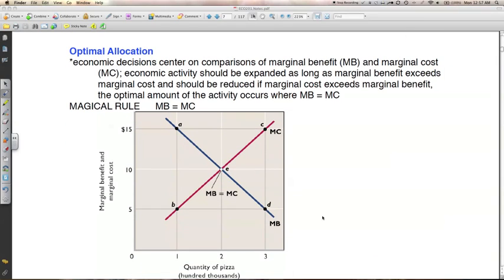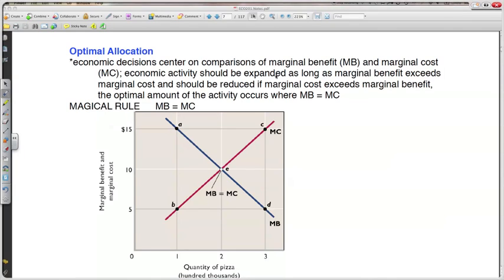Optimal allocation. Economic decisions center on comparisons of marginal benefits. Remember, that's the change. So whenever you hear the term marginal, just think of change. Sorry if my hand's a little chicken scratch. The benefits that you get whenever something changes is going to be the marginal benefit, and the marginal cost is just going to be the cost of anything when you change.